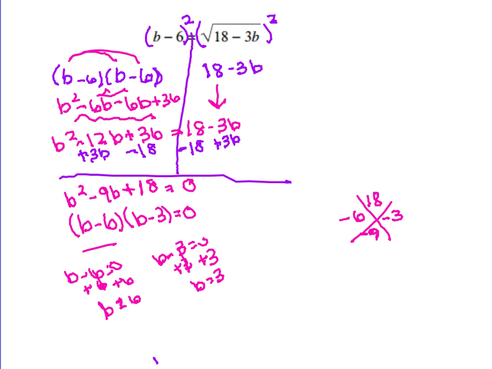I need to check them both. If I put 6 in on this side, I get 0. If I put 6 in on this side, I also get 0, so 6 works. If I put 3 in on this side, I get negative 3. And if I put 3 in on this side, I get positive 3. So this one did not work. My only answer on this one is b equals 6.